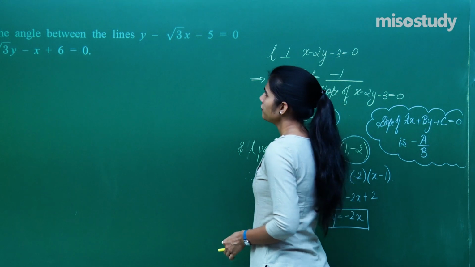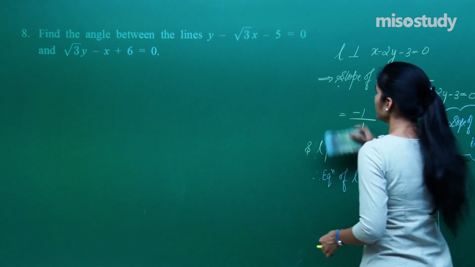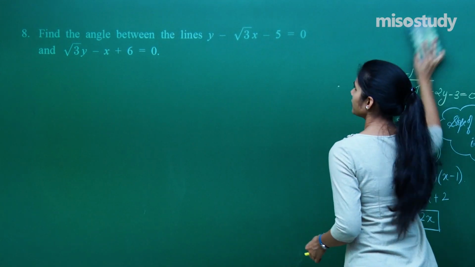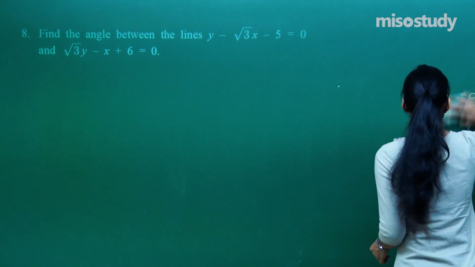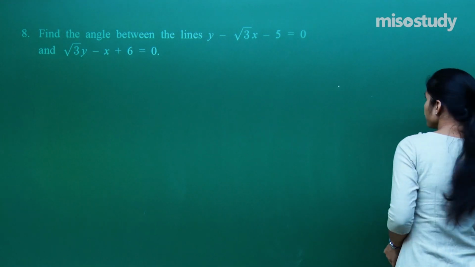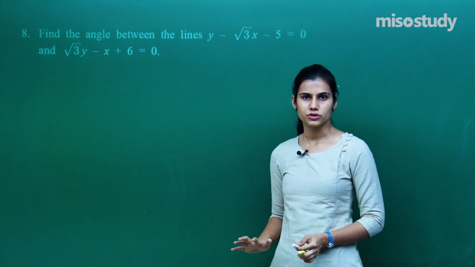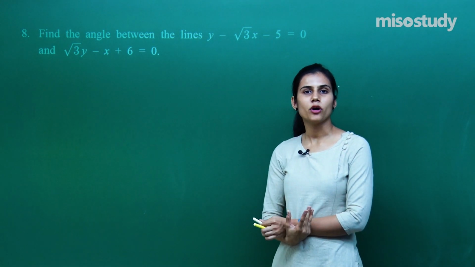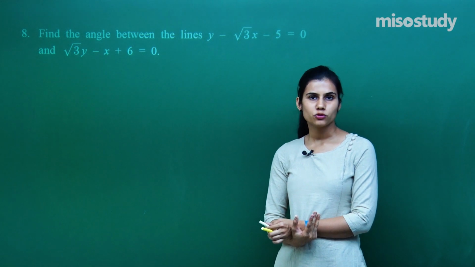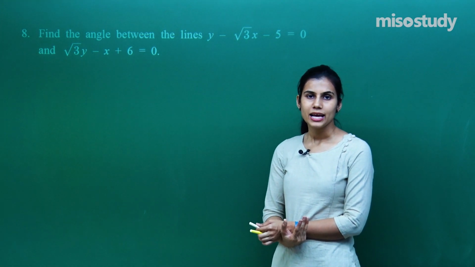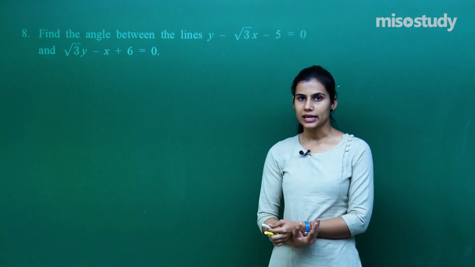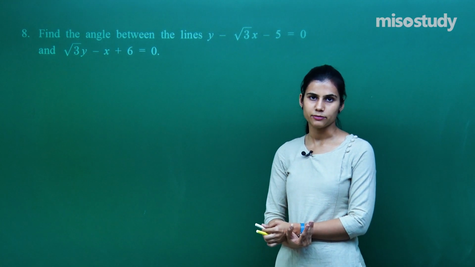Next we have: find the angle between the lines y minus root 3x minus 5 equals 0 and root 3y minus x plus 6 equals 0. In order to compute the angle, we know there are two angles between any two lines. One is acute, one is obtuse. Acute we find with the help of the formula tan theta equals mod of m2 minus m1 upon 1 plus m1 m2, and from 180 we subtract this acute angle and get the obtuse angle between the same two lines.